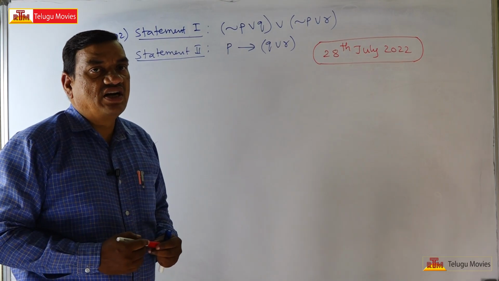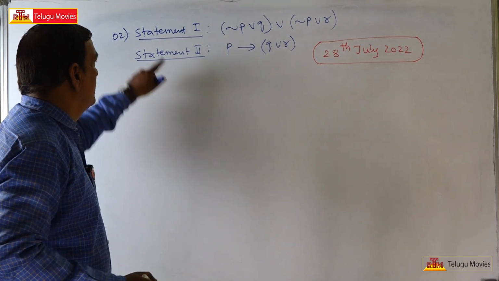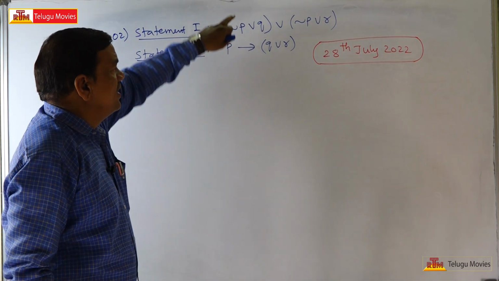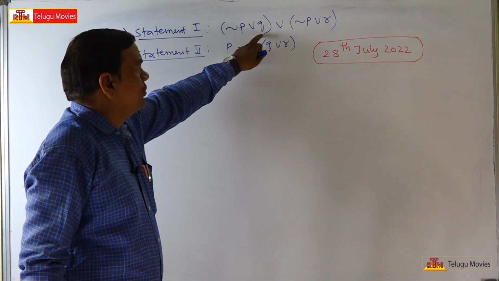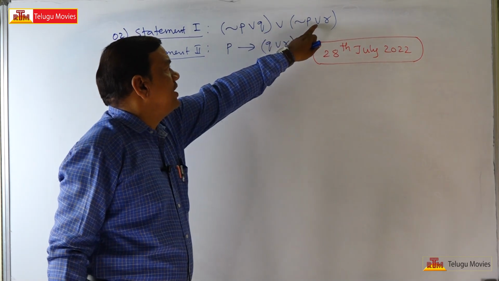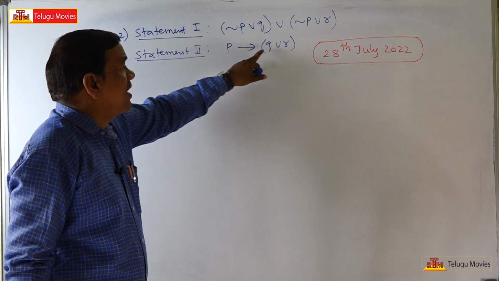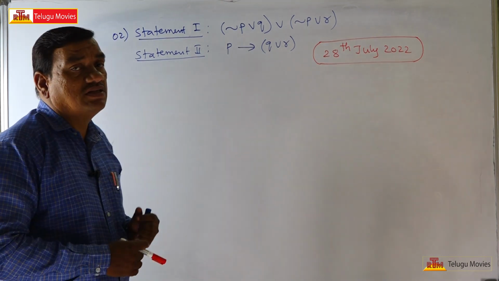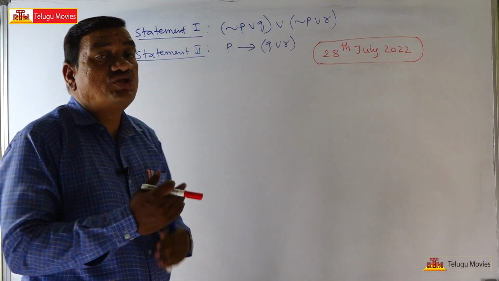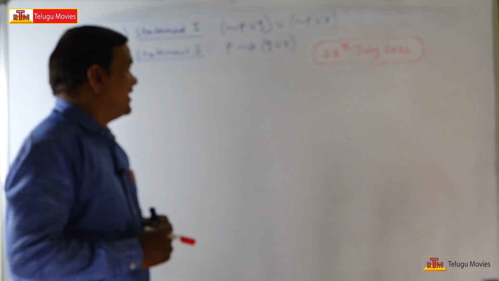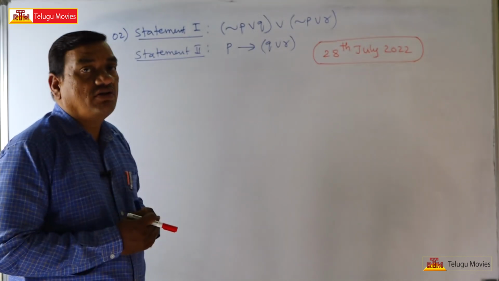Dear students, welcome to the second problem. Here 2 statements are given. First statement: negation of P or Q, or negation of P or R. And the second statement: P implies Q or R. We have to say whether these 2 statements are equivalent or not.